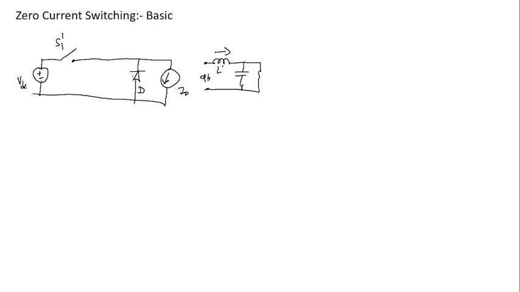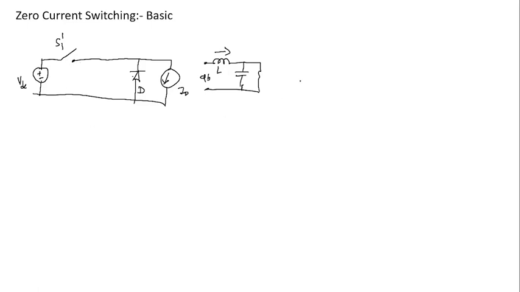So for now, to understand the basic idea of zero current switching, I am just drawing this circuit. The basic idea of zero current switching is that only at the time of turn on and at the time of turn off, the switch current should be zero. How will it be possible? If you are turning on the device, then the current should be drawn by the other side, by the other element.